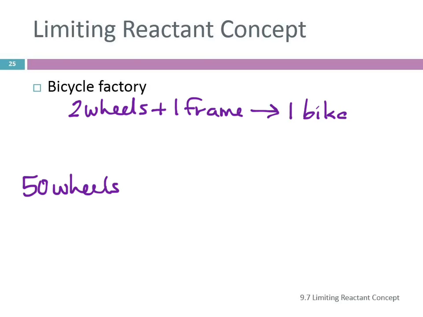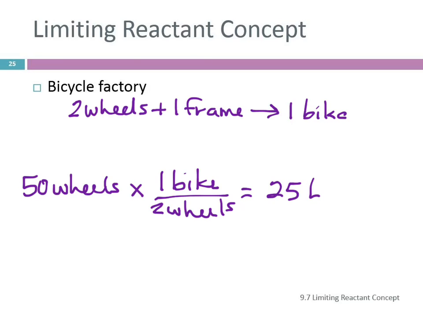25. How did you do that? Because one bike has 2 wheels. So what you did in your head was you said you get 1 bike for every 2 wheels. That equals 25 bikes. You can do it in your head because you can picture bikes and wheels. They make sense to you.